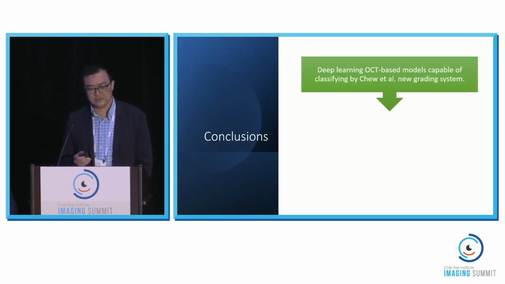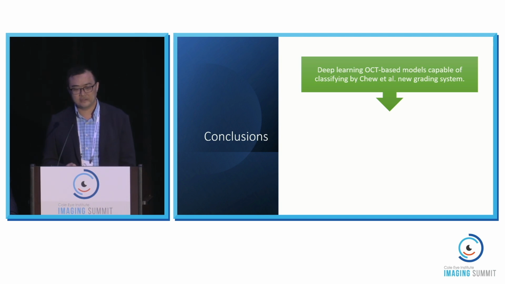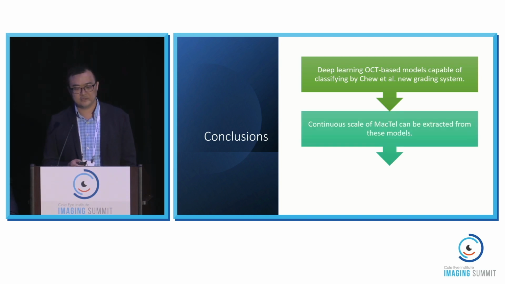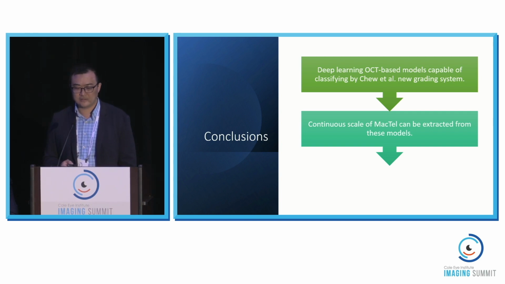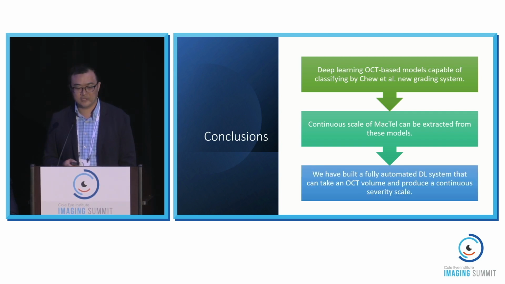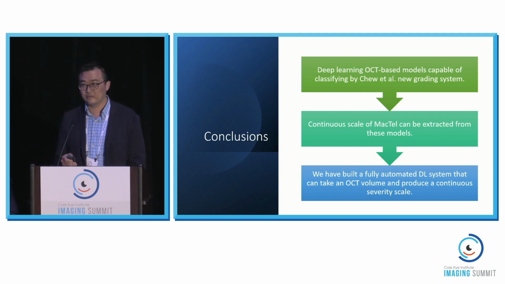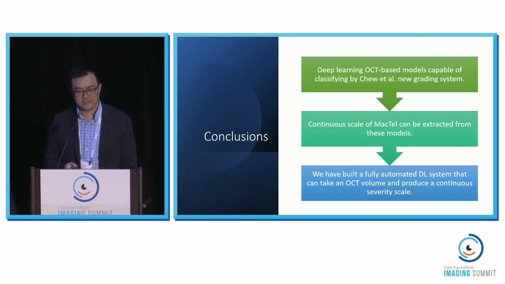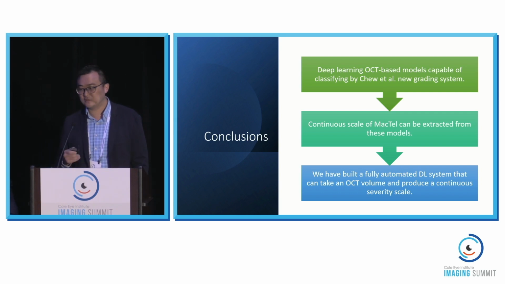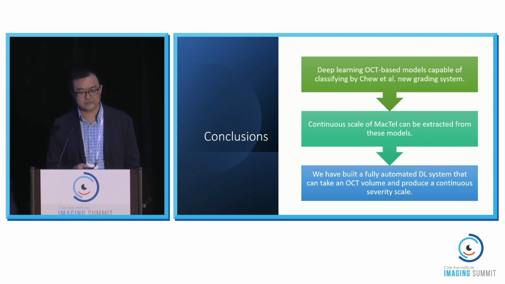So in conclusion, we showed that a deep learning approach could classify with Emily's new grading system, and that with the continuous scale, we might be able to extract them from deep learning models. More importantly, I think this overall approach could be applied in other disease areas like AMD and diabetes, and lead us to a place where we can think about human diseases on a more continuous spectrum.